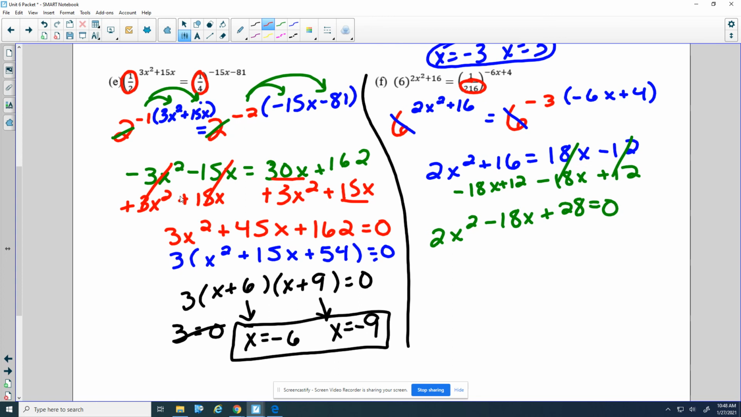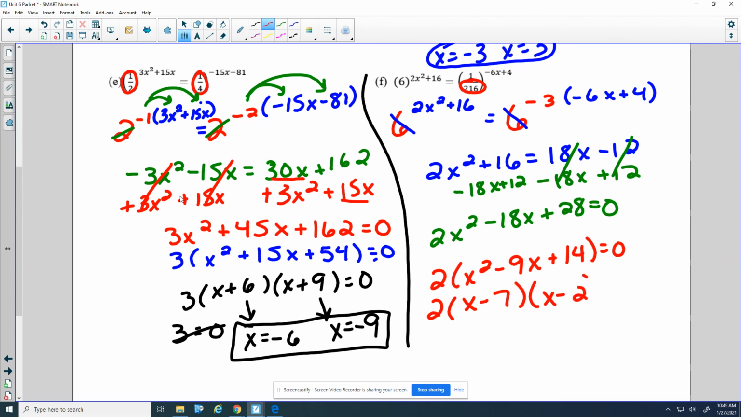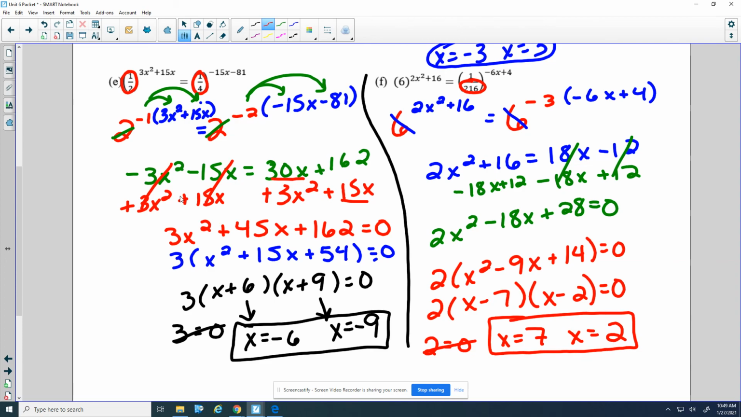Again, and for some reason in this section on Delta Math, it seems like there's a GCF on almost every one, so be looking for that. Take out a 2. And numbers that add up to negative 9 and multiply to 14 are negative 7 and negative 2. And you can just ignore the 2. You don't have to show this crossing out. I'm just showing that it doesn't give you an answer here. So my answers are 7 and 2 for this one.